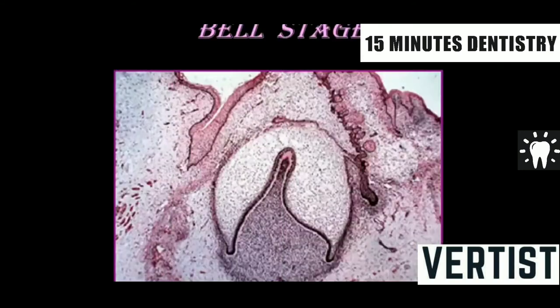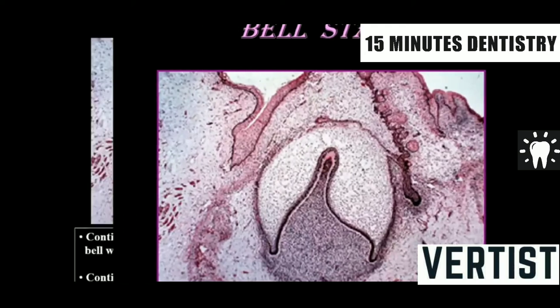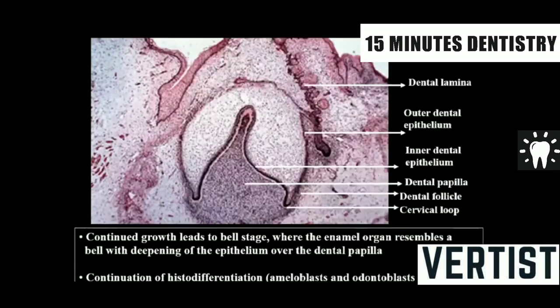After the cap stage we get the bell stage, and in the bell stage it becomes more organized. So in the bell stage you will get dental lamina, outer dental epithelium, inner dental epithelium, dental papilla, stellate reticulum, and cervical loop. Now remember, in the cap stage, you won't have so many cellular structures. The morphodifferentiation will start taking place. The histodifferentiation has already taken place over there.